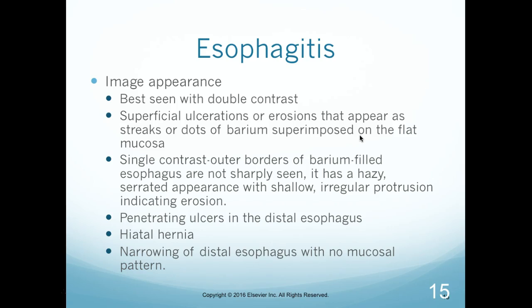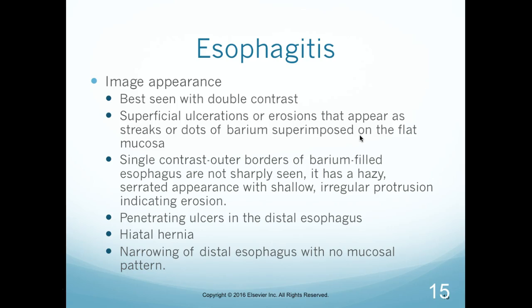That's esophagitis. If you do single contrast, the outer borders of the barium-filled esophagus are not seen well. So it's a kind of hazy, serrated appearance with swallow, irregular pulsion indicating erosion. There are tertiary contractions, and the tertiary contractions push the food down in a rhythmic, muscle-like movement towards the bottom. If you don't see that working well, so it's irregular, it can indicate esophagitis.